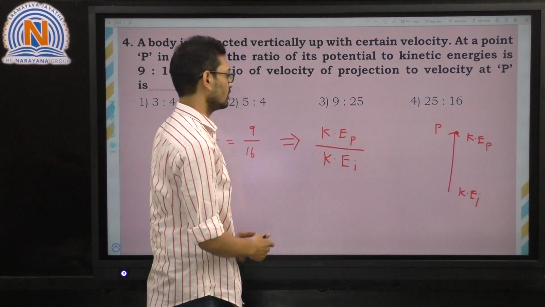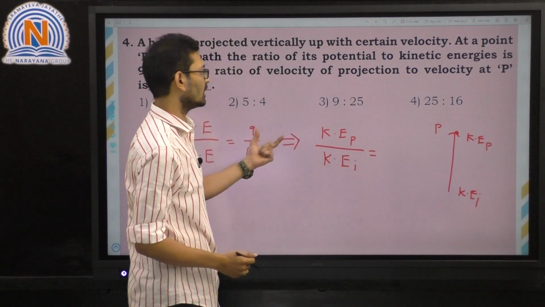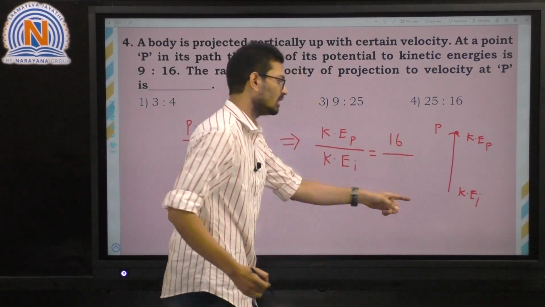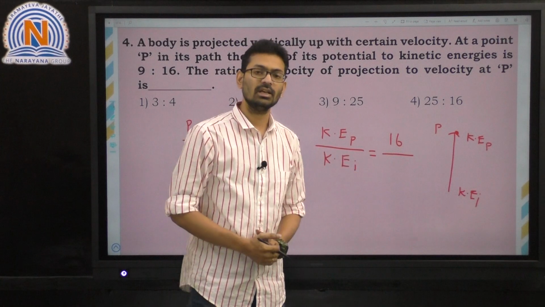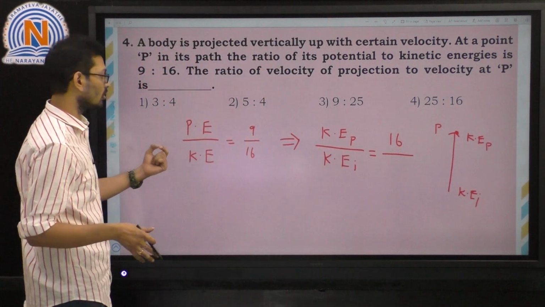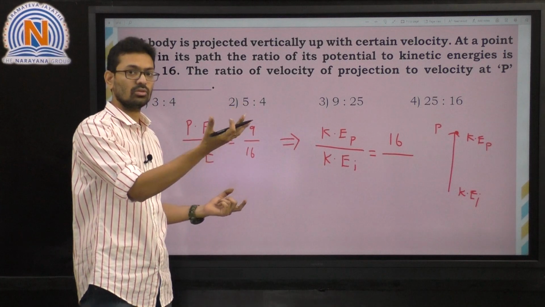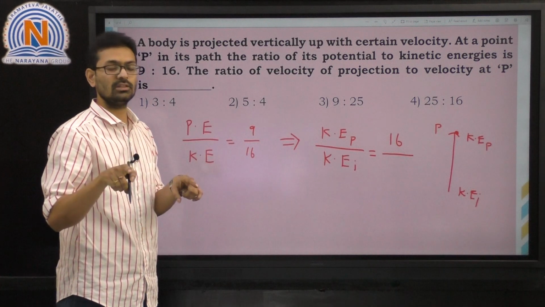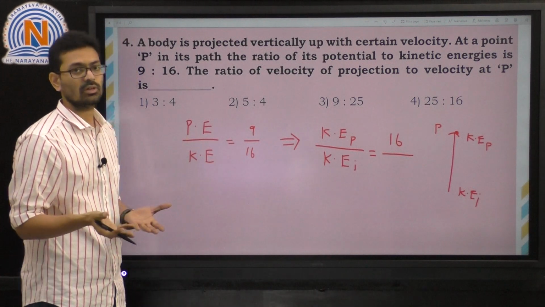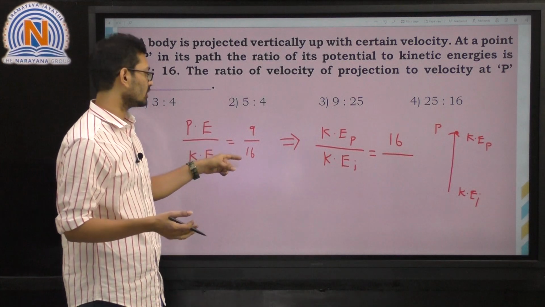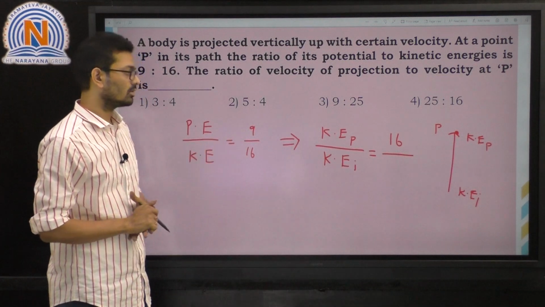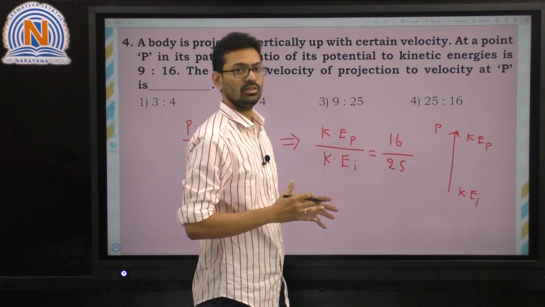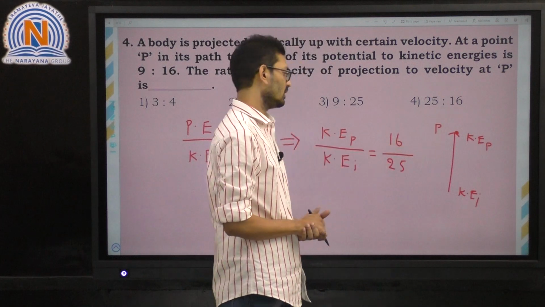Now how much will you be getting over here? KE at that point is given as 16, and initially when you start, you are throwing it with some kinetic energy, and that kinetic energy is going to be the total energy, because potential energy is going to be 0 at the bottom. Only kinetic energy is going to be present, so that is your total energy. That total energy is nothing but 16 plus 9, you will be getting 25. So you will be having 25 as your total energy when your body starts to lift up.